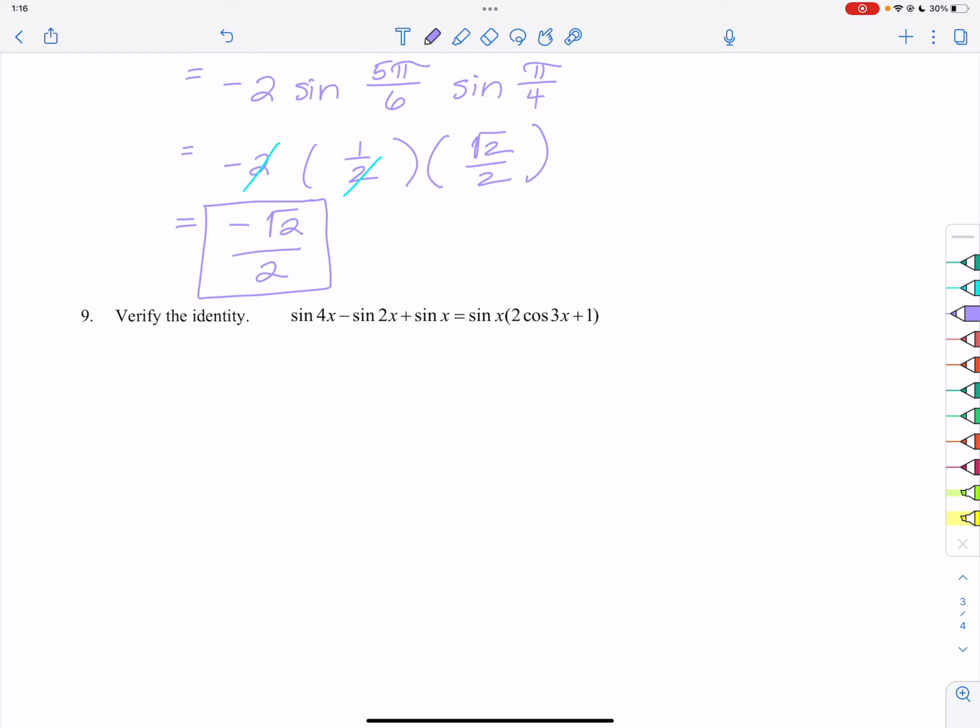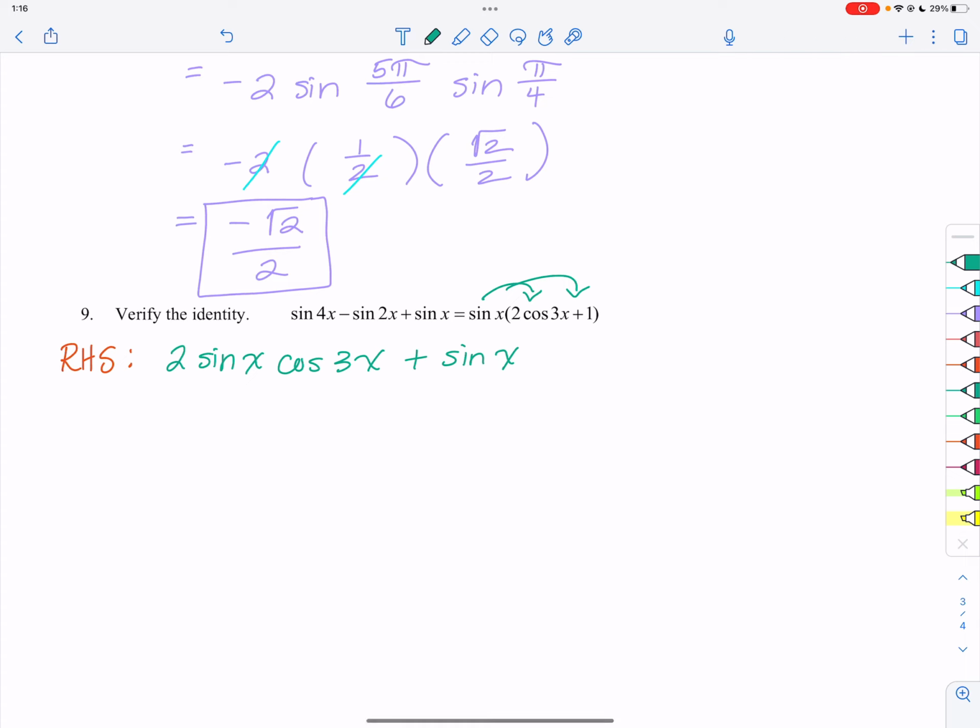Okay, and finally, let's verify this identity. The sine of 4x minus the sine of 2x plus the sine of x equals that right-hand side. Now, I think we need to start with the right-hand side, and it's a little more complicated. We can say that 2 sine of x, we're just distributing that 2. Distributing that sine of x, 2 sine of x cosine of 3x plus the sine of x.